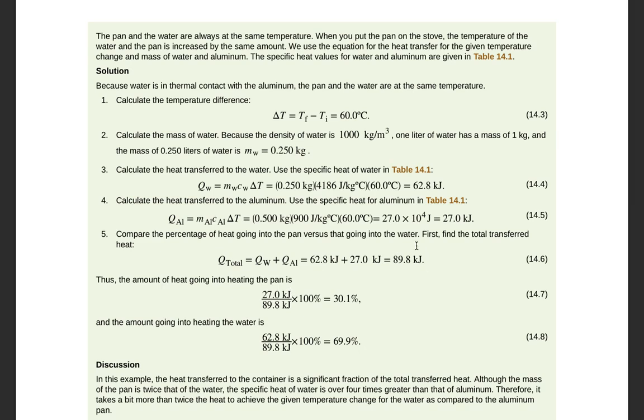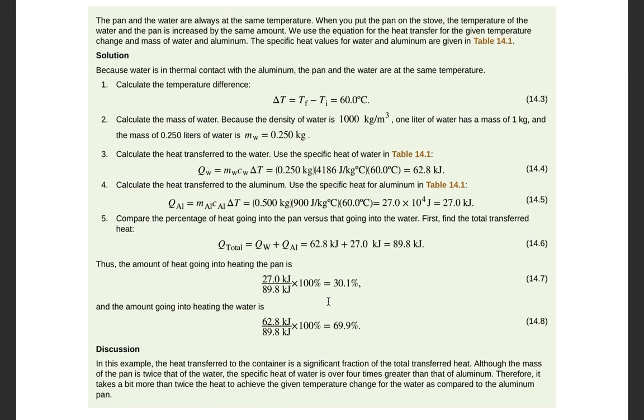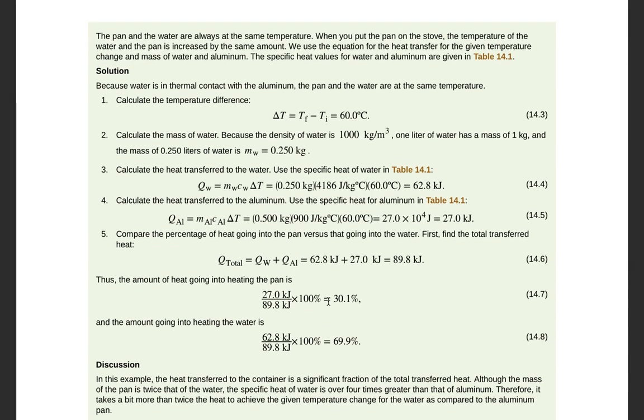And so if we're trying to find out what percentage of the heat came from the pan and what percentage came from the water, you will do the 62.8 kilojoules for the water over the total, times 100%. So that'll give you 69.9%. And then you'll do the same thing for the pan, the 27 over 89.8 times 100%, and that'll give you 30.1%. And those are the differences in percentages from where the heat came from.